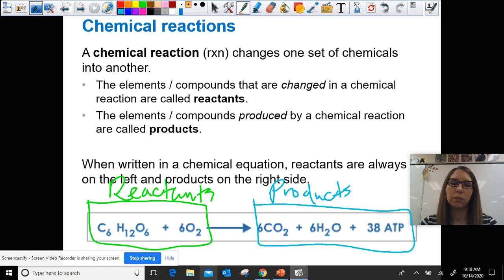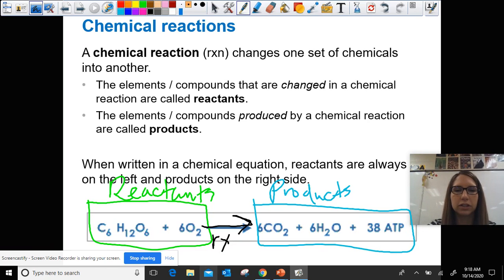Okay, so reactants are always on the left, products are always on the right, and then we tend to have in the middle this arrow here. And this arrow in the middle is not representing flow of energy like we saw in food chains and food webs. This is going to be the direction of the reaction, right? So we're going to say reaction direction, which means we go from reactants to products.